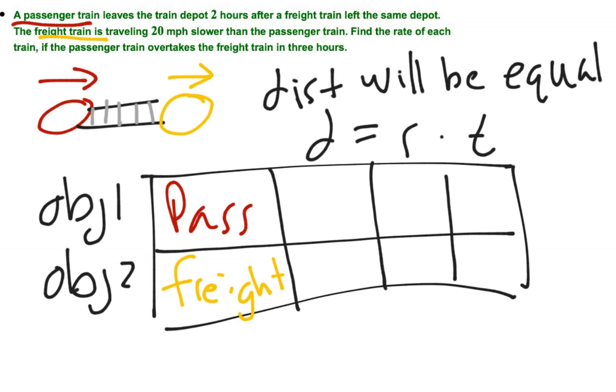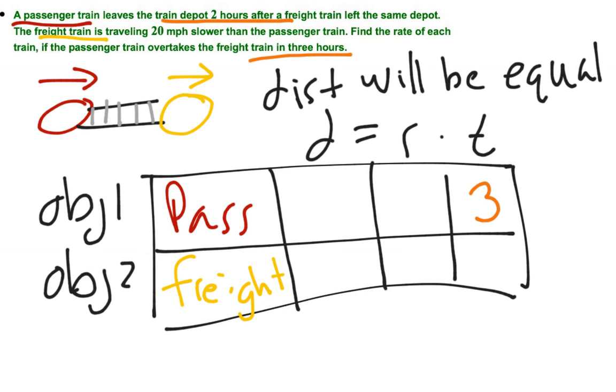I'm given a bunch of confusing information about time. I know that one train leaves 2 hours after another train, and that the freight train and the passenger train meet in 3 hours. So I'm going to use this information in order to fill in the boxes for time. So I know the passenger train is going to overtake the freight train in 3 hours. So I'm going to put a 3 for passenger train.